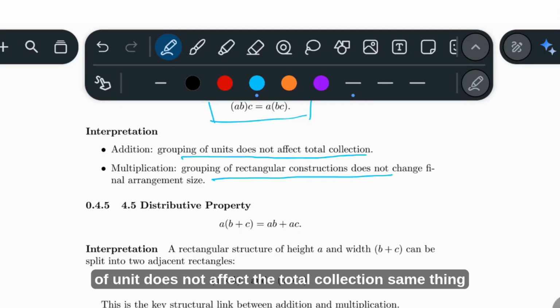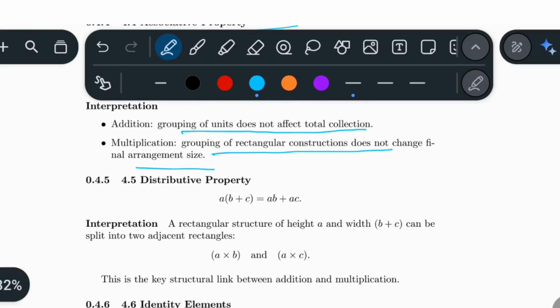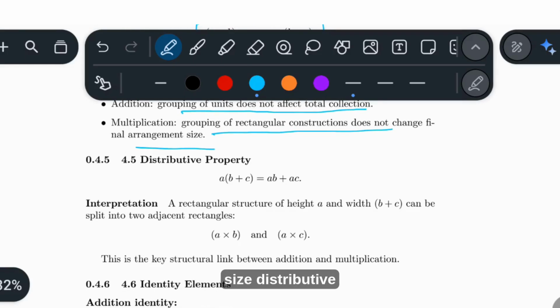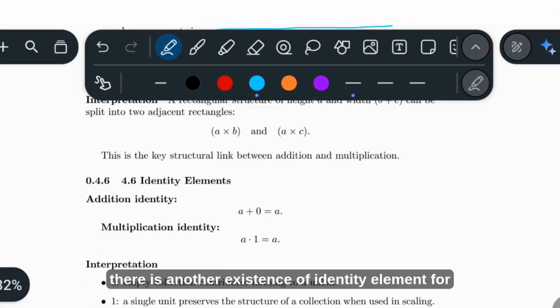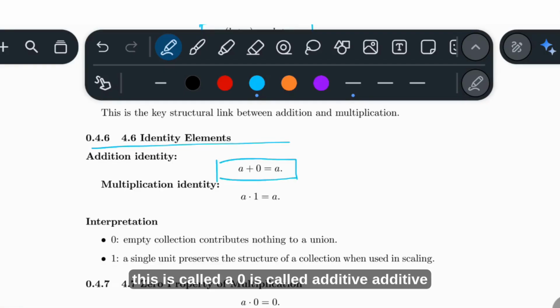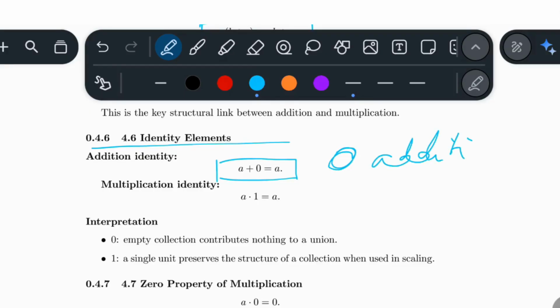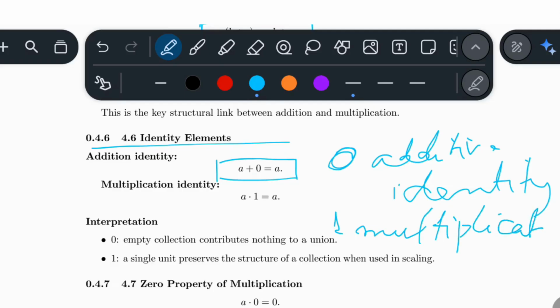Same thing: grouping of rectangle constructors doesn't change the final arrangement size. The distributive property, that we have discussed. Now there is another one, the existence of an identity element. For addition, 0 is called the additive identity, and 1 is called the multiplicative identity.